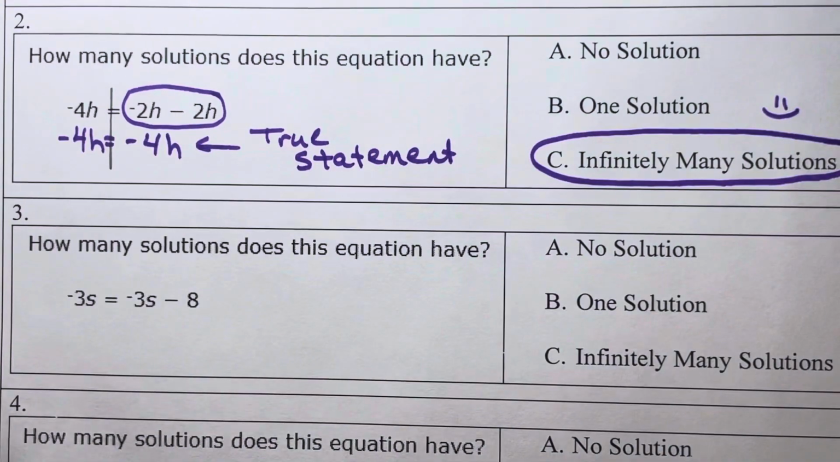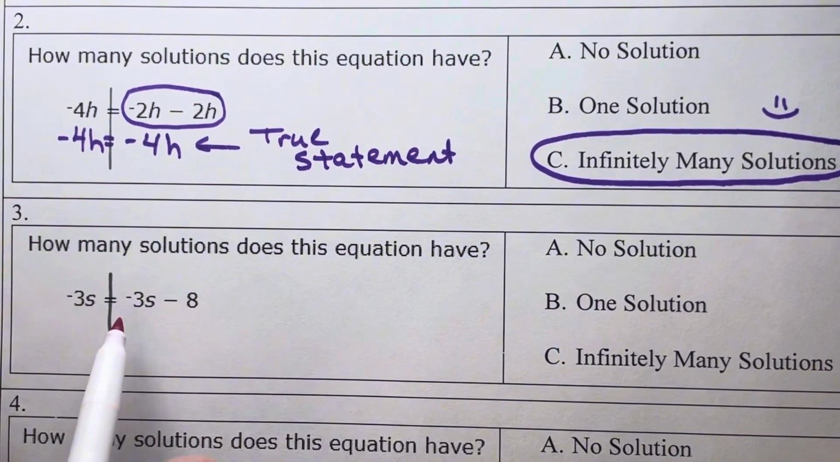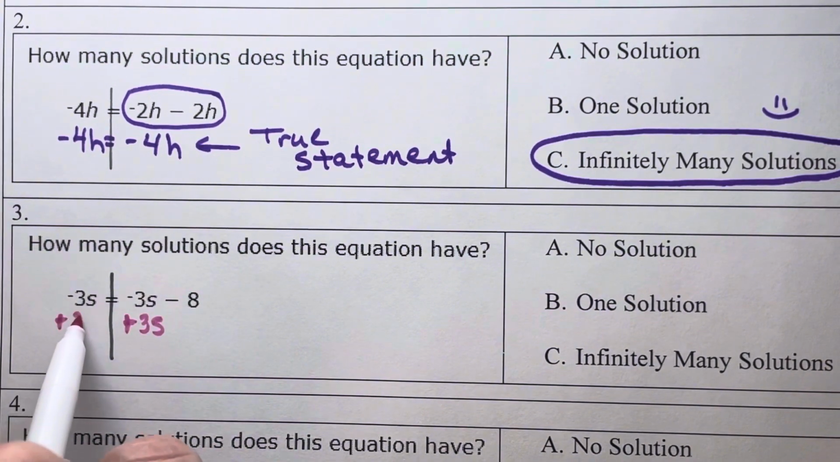Example 3. How many solutions does this equation have where negative 3s equals negative 3s minus 8? Here I have variables on both sides of the equal sign. So we need to get them all onto one side. And we learned in a previous lesson that to do that, we do the opposite of what's currently happening. So currently this is minus or negative 3s. So we're going to add it over to the other side.